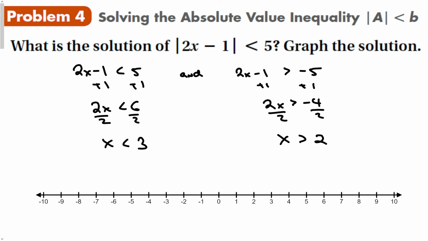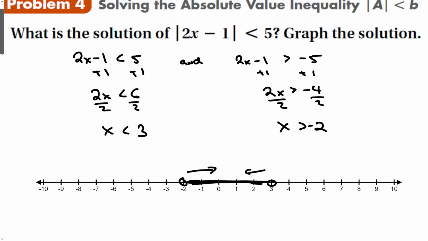So I have my two boundary points, -2 and 3, right? And my solution is going to be all the numbers between them, because this is an "and" inequality. And you can double check that, right? Greater than -2, so it should go this way, less than 3, so it should go this way, and that's where they overlap. Let's try one more of those.